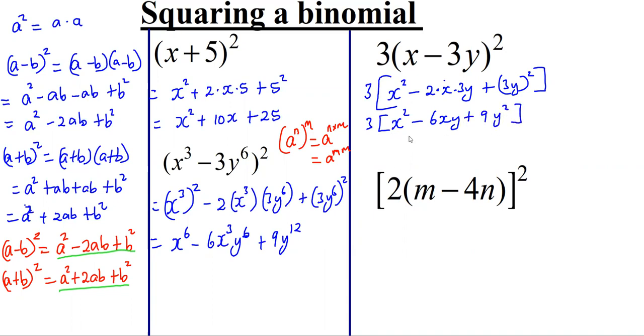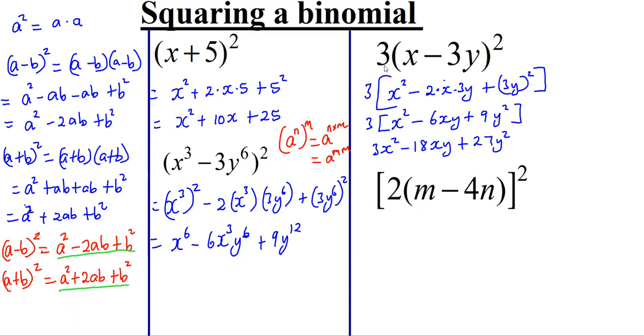Then let's take our 3 inside now. We're going to say 3 times x squared, it's going to be 3x squared. 3 times 6 is going to be negative 18xy. 3 times 9 is going to be plus 27y squared. Can you see? We get our answer like that. What about this one here? What are we supposed to do? Can you see what we have done here?